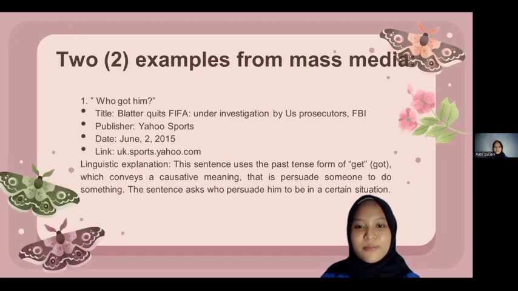Next are 2 examples from mass media. Number 1 is who got him. The source is Yahoo Sport. The title is Better Quiet, FIFA under investigation by US prosecutor, FBI. The date is June 2, 2014. The linguistic explanation is the sentence uses the past tense form of get, which conveys a causative meaning, that is persuade someone to do something. The sentence asks who persuaded him to be in a certain situation.